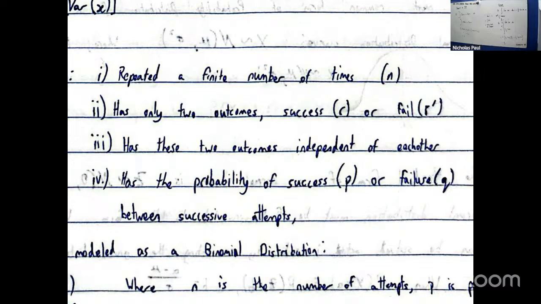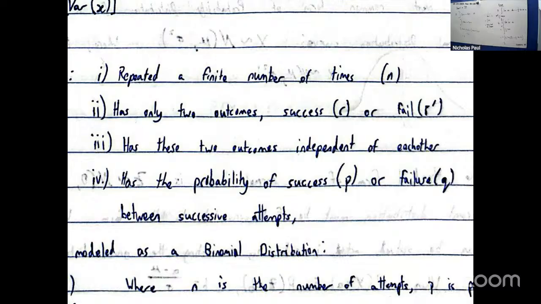Next, it has only two outcomes. For example, let's say you write an exam a finite number of times, 200 times. Then when you write the exam, you only have two outcomes: either you pass it, you're successful, or you fail it. Hopefully there's no in between. So that's an example of something that could be binomial. But it must satisfy all four.